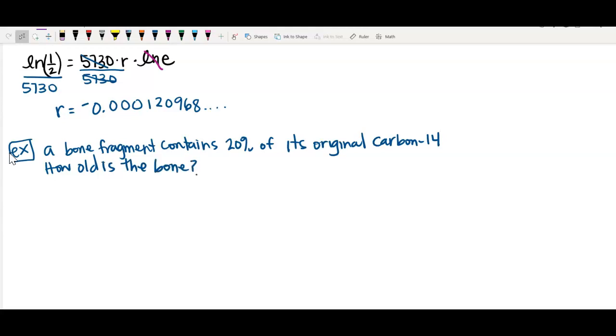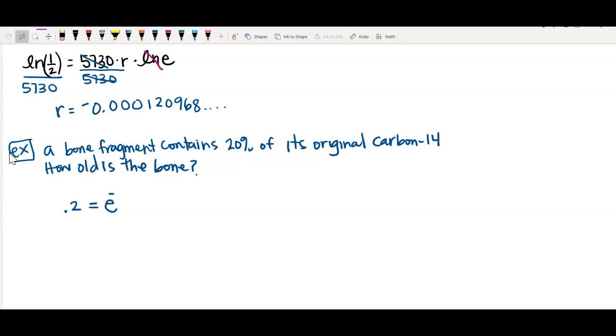So we're still using the information that we found in the first example, because we were talking about that carbon-14. This is the rate at which it is decaying. So let's go back to that equation. Instead of that half times A, it contains 20%, so we're going to say 0.2 equals e to that power.